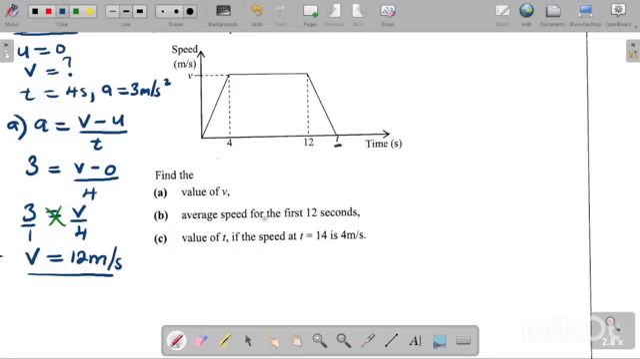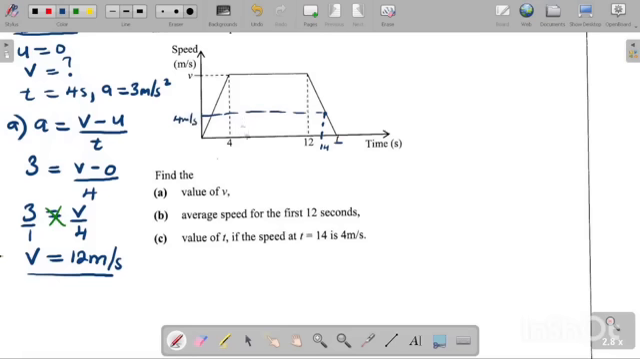All right, but C says find the value of t. Here, the t is here. Find the value of t if the speed at t equal to 14 is 4 meters per second. So they want us to find the value of t if the speed when the time is 14, so meaning 14 is somewhere here. When the time is 14, they are saying the speed here is 4 meters per second.